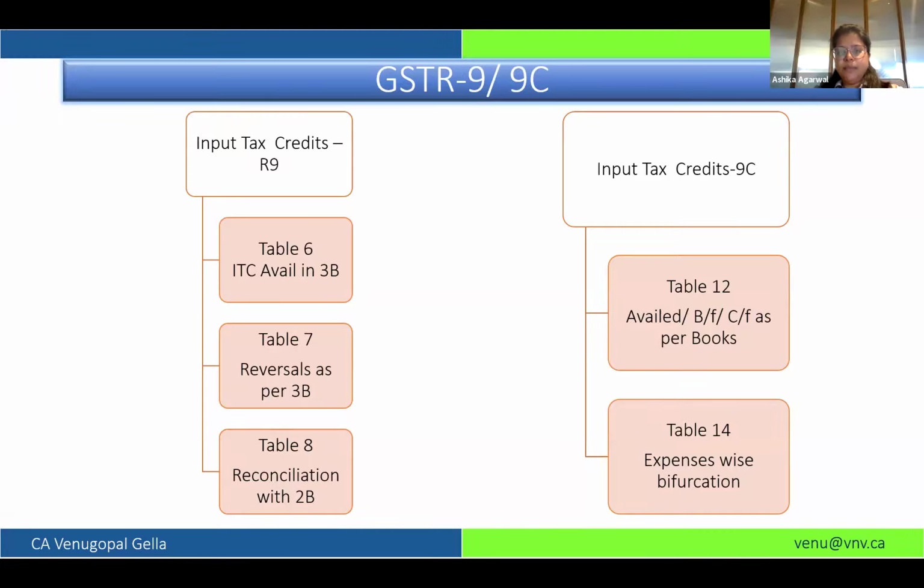We will go through each table, and what you have to fill in each. As of now, I'm just giving you a snapshot of the tables. Now, 9C is books versus 3B: what ITC you have recorded in books and what is there in your 3B. This is what Table 12 deals with. Table 14 is expense-wise. They want us to give on what expenses what ITC I have availed. Basically, it fully captures the expenses you have accounted in P&L, and after that, you write against which expenses you have availed the ITC.